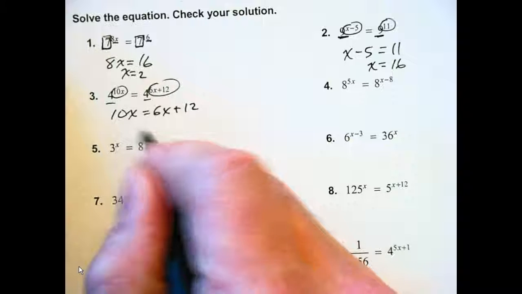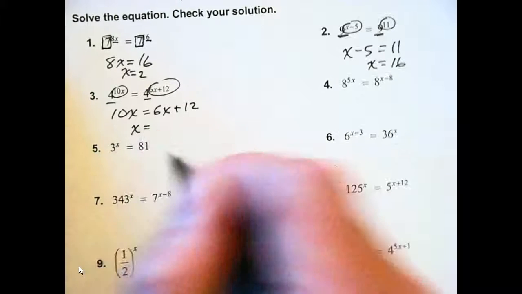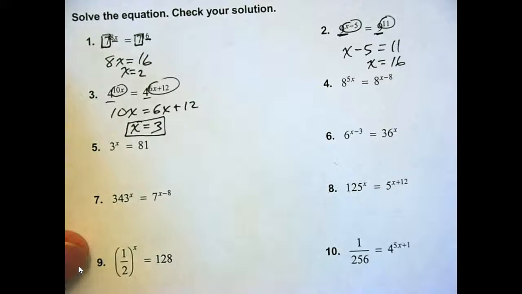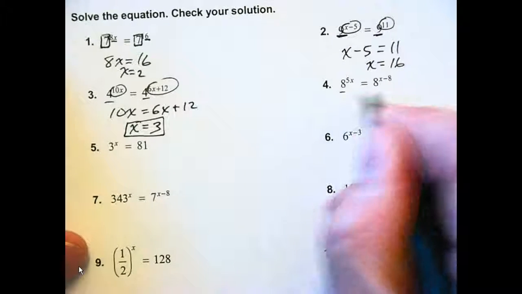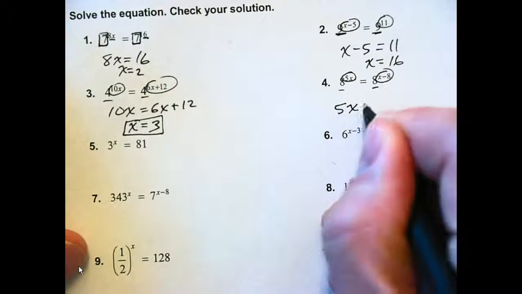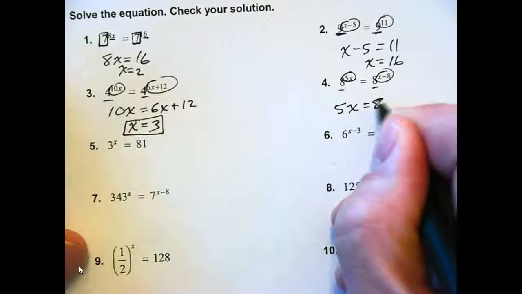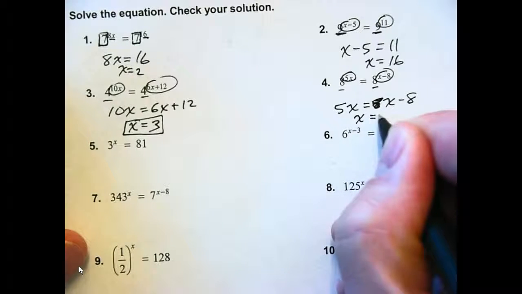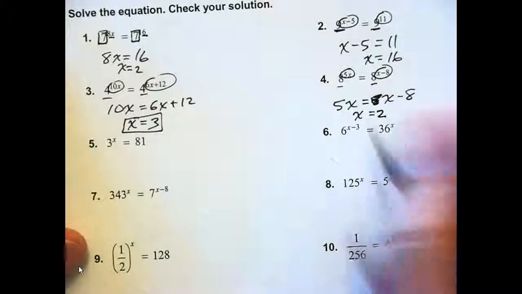So x is 3. Same base. So 5x equals x minus 8. So x is negative 2?